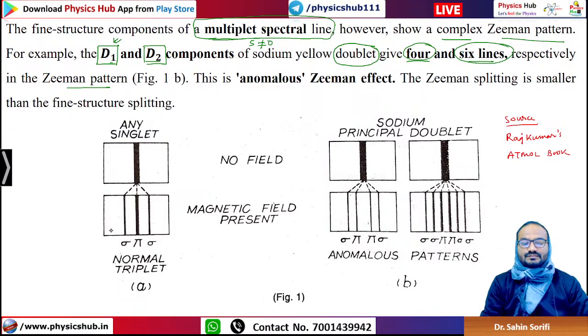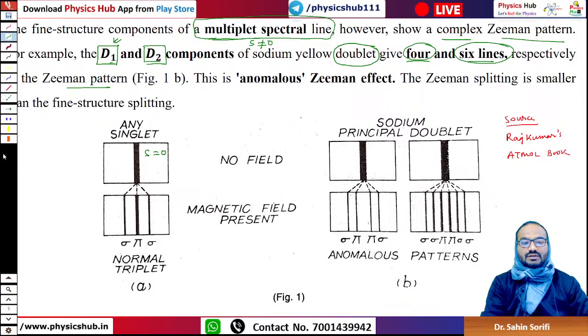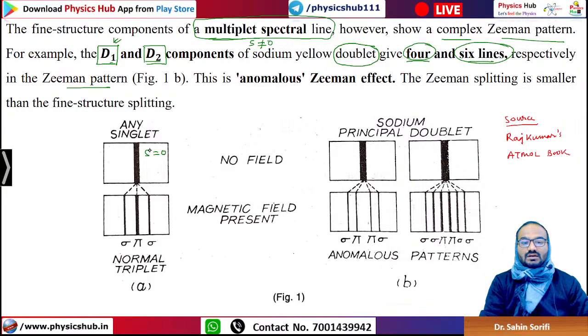You can see any singlet. Singlet means S is equal to 0, and it is eligible for the normal Zeeman effect. Remember this: the normal Zeeman effect requires S equal to 0, and it is divided into 3 lines, 1 pi and 2 sigma. This is the no field condition, and this is the condition under the magnetic field. And this is the sodium principal doublet.